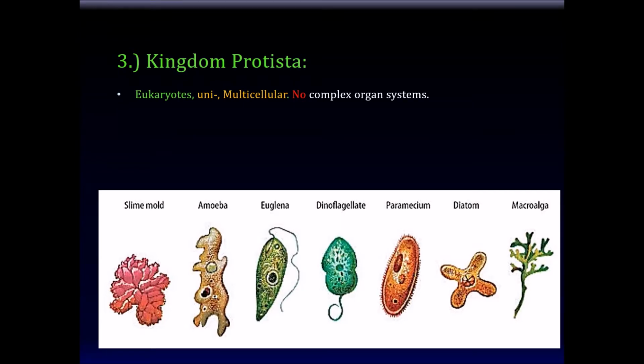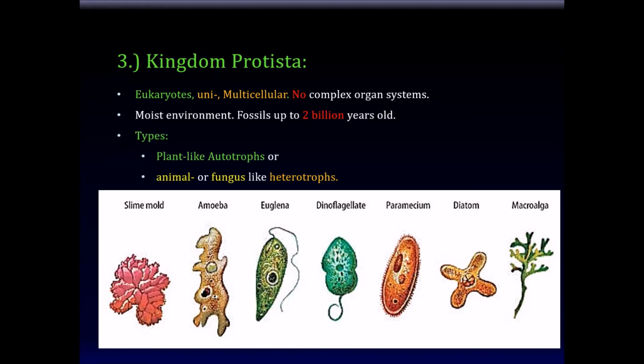They are eukaryotes, unicellular or multicellular, but they don't have complex organ systems. They don't have a brain, for example, right? They don't have complex organs. They live in moist environments. Their fossils are about 2 billion years old. Reasonably reputable, but not like 3.4 billion year old bacteria, right? So think about it for a second. About 1.4 billion years later. Long time.